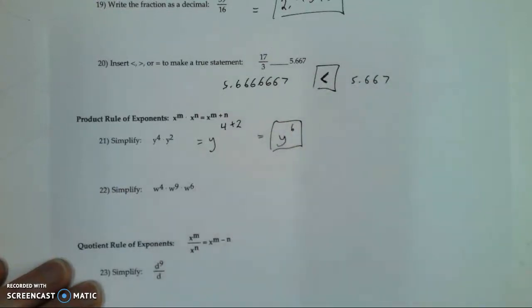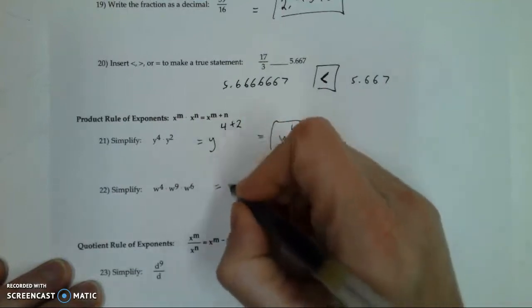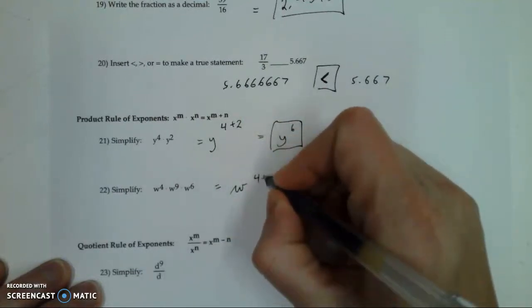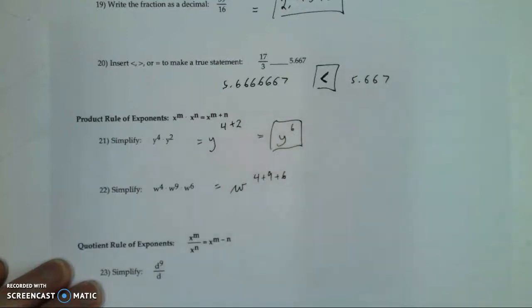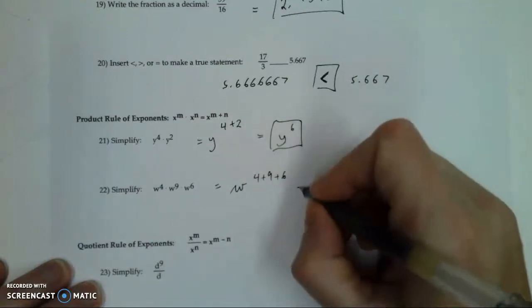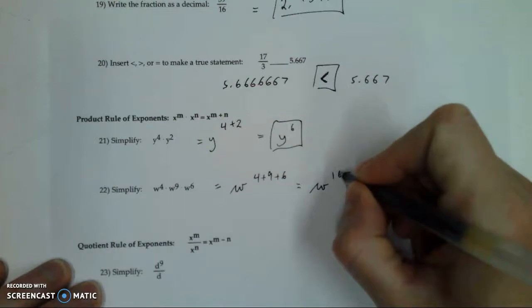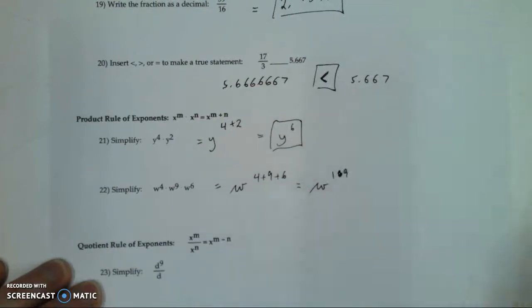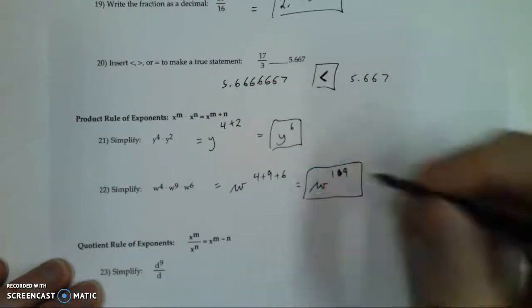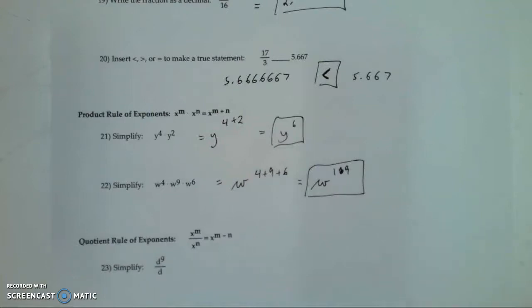The next one, I've got 3 terms, but they're all w's. So that means I'm going to add up all of those exponents. So 4 plus 9 plus 6 gets me, whoops, that's 19, not 16. There we go, 19. So w to the 19. So that is called the product rule for exponents.